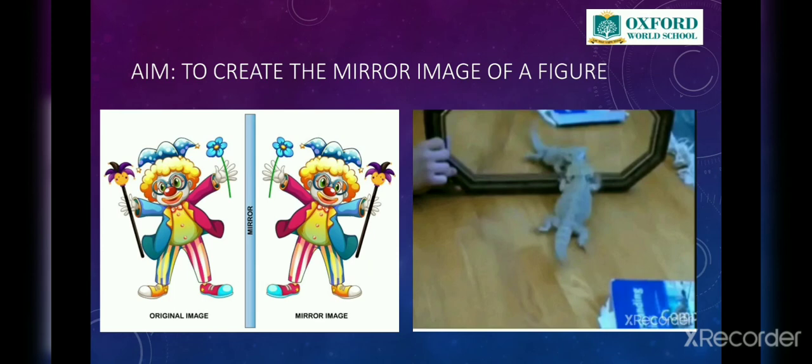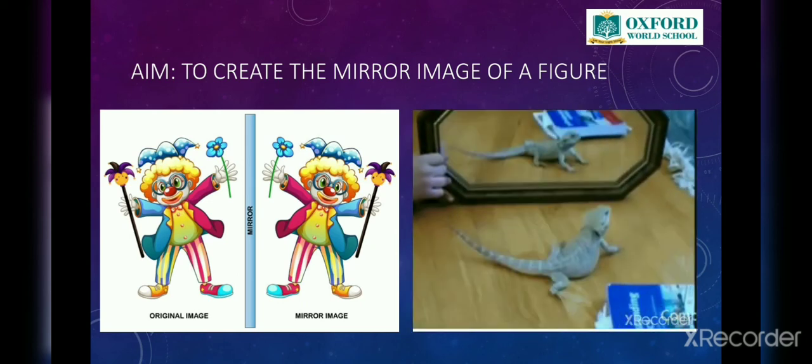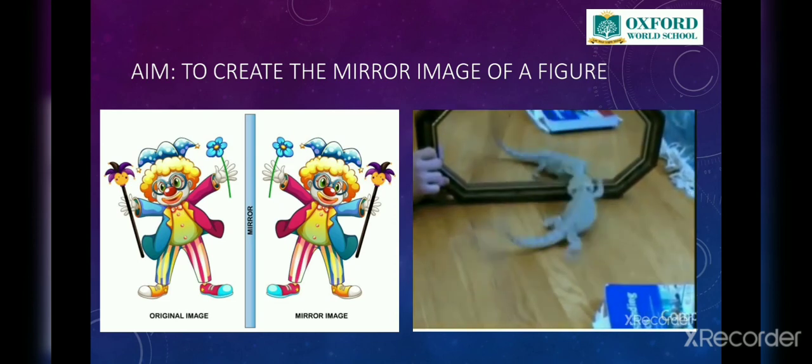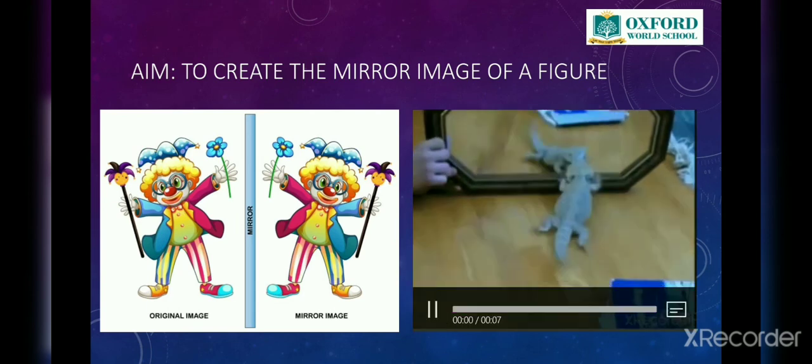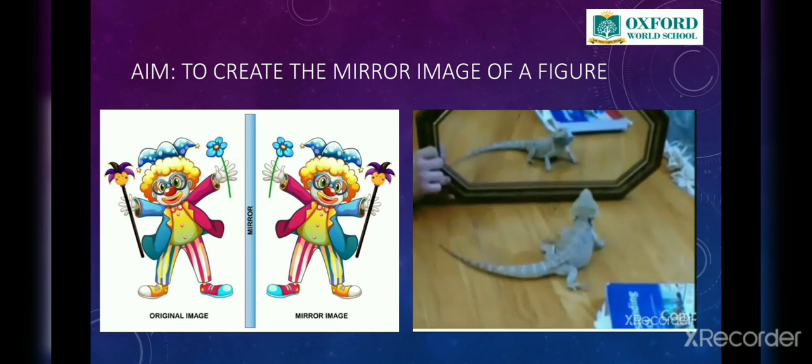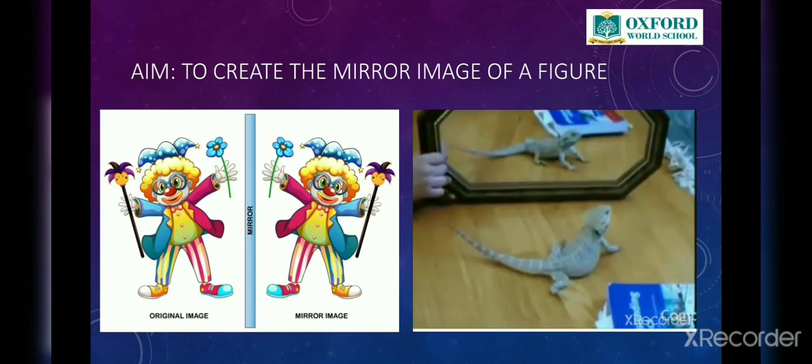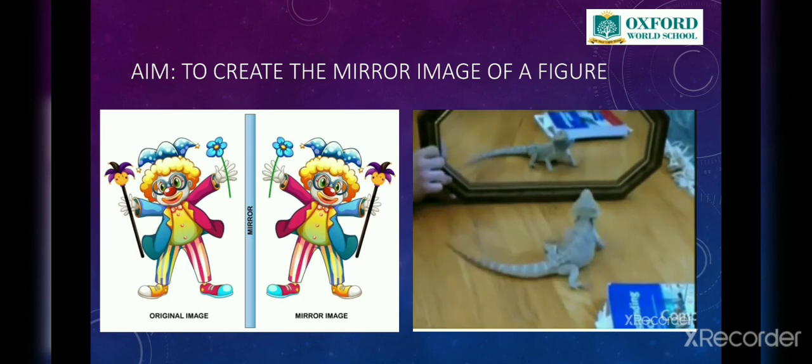Now coming to the next, which is to create the mirror image of a figure. Okay, any figure given to you, you can create its mirror image. We see our mirror image when we look at ourselves in a mirror, right? The image is exactly like us in shape, in size also, and in distance from the mirror also. Just see the image of this lizard. The image of the lizard is exactly like the actual lizard, in shape also, in size also, and in distance from the mirror also.